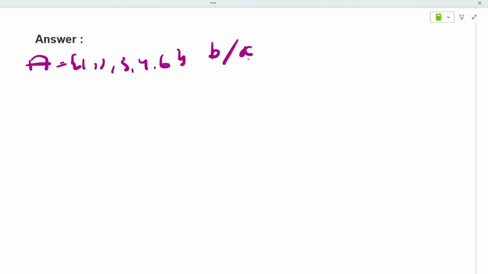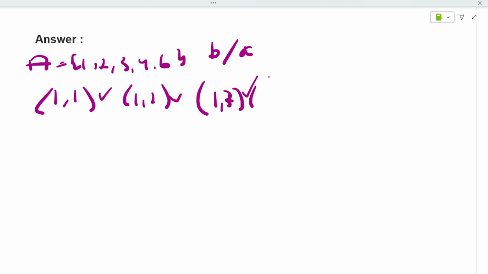Now we have to see those pairs that are exactly divisible. If we take a as 1 and b as 2, we have to see whether it is divisible or not. First, let's see for 1. (1, 1), yes, it is divisible. (1, 2), yes, it is divisible. (1, 3), in 1 all are divisible. (1, 4), (1, 5), (1, 6).